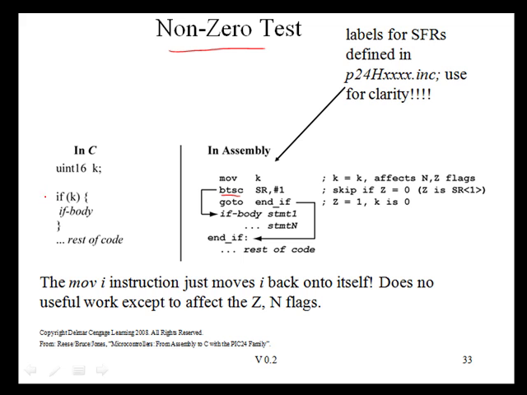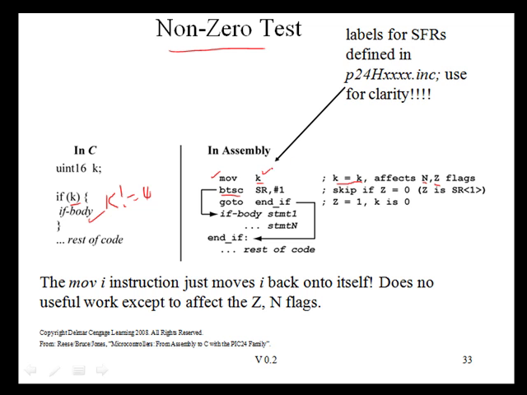So we have an if statement here that's doing a non-zero test. It's saying if K is non-zero, execute the if body. This is equivalent to saying if K is not equal to 0, do the if body. So let's take a look at our solution. Our solution is going to start out by moving K on top of itself. Why are we doing this? This seems to be a useless operation. However, it has the useful side effect of affecting the N and Z flags.